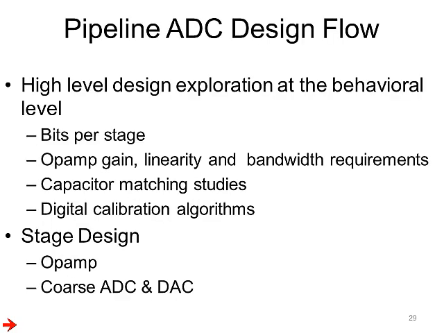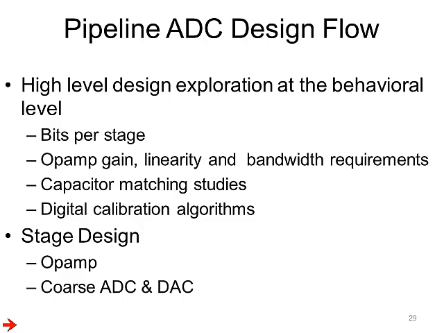A typical pipeline ADC design flow would first explore the design at the behavioral level, where one would calculate the number of bits per stage, the op-amp gain necessary, the linearity and bandwidth needed, and so on, and also investigate digital calibration algorithms that help realize the specifications. Once that is done, the stage design is done with the op-amp, the coarse ADC, and the DAC.